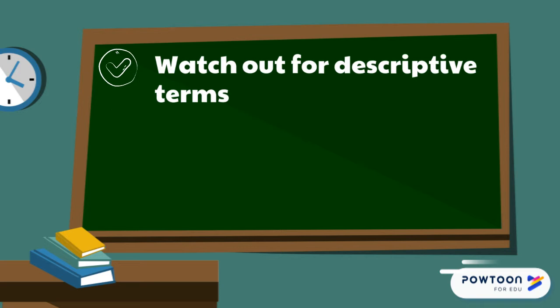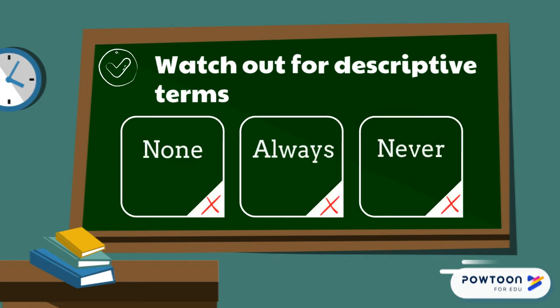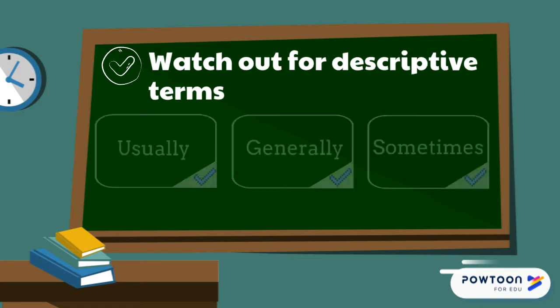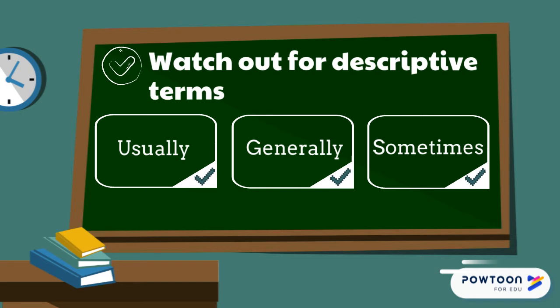Look out for terms like none, always, never. One of these terms can change the whole meaning of a question. When you see one of these terms, read the question carefully, as such terms can be misleading, and do not allow for exceptions. On the other hand, words such as usually, generally, sometimes, and often allow for exceptions.